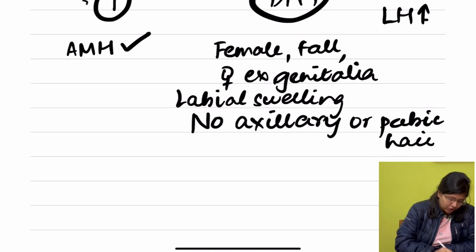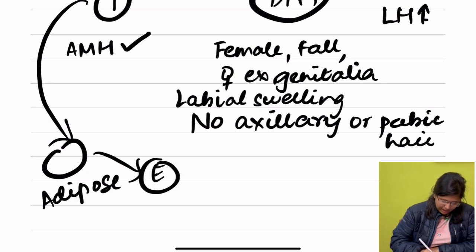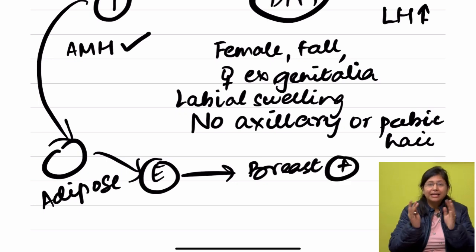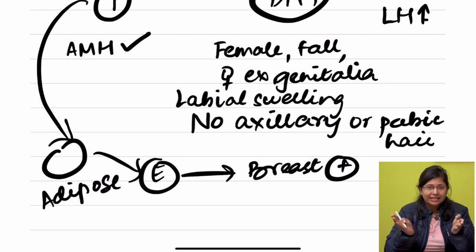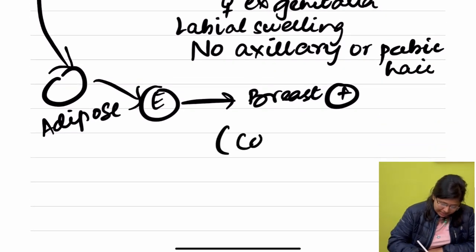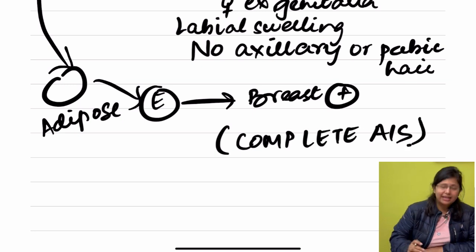But due to this testosterone, there will be some aromatization in the adipose to estrogen, and breast tissue will form. So typically, this will be a person with normal secondary sexual characteristics with regards to breast, but there will be no axillary or pubic hair. There will be labial swellings, and there will be female external genitalia. This is AIS, and if I am more specific, this will be complete androgen insensitivity syndrome, right?